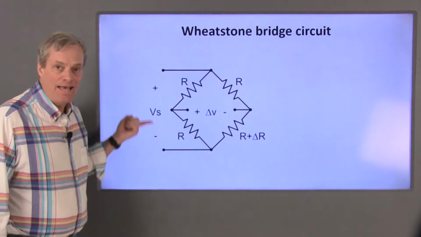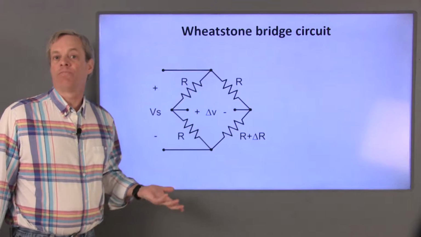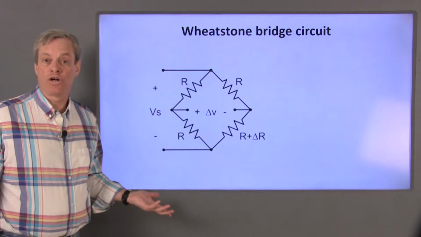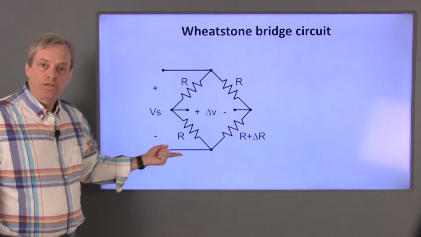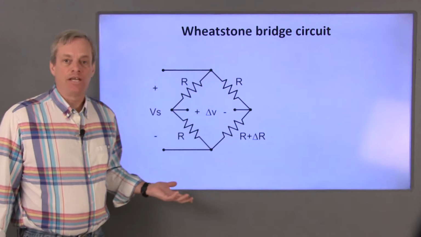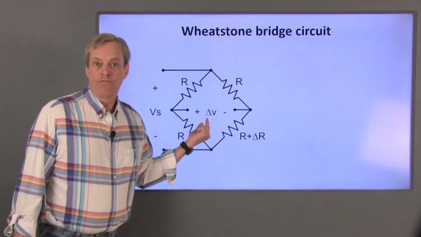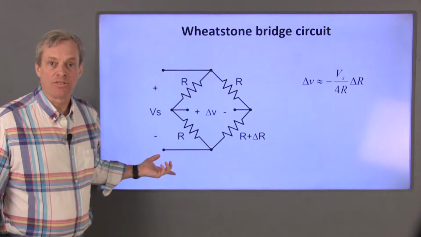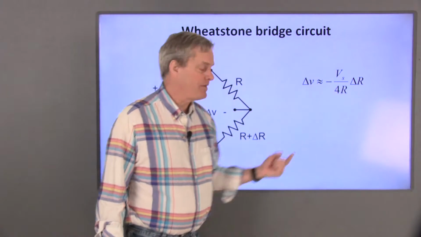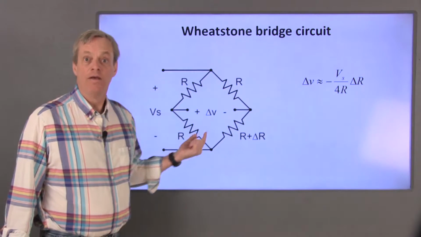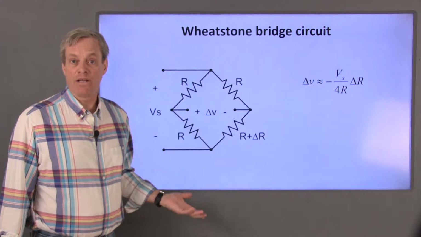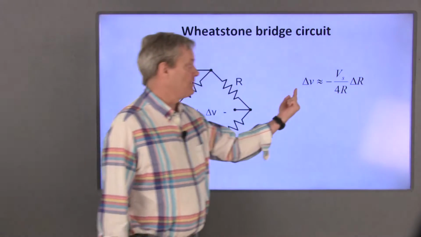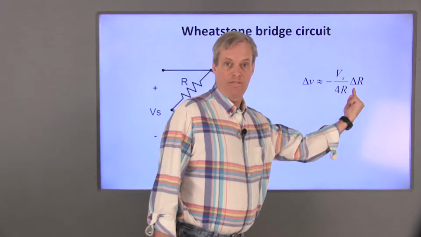The voltage Vs is an externally applied voltage that powers the circuit. It can be chosen arbitrarily. This circuit has a linear relationship between the change in resistance and the change in output voltage measured as shown here. Analysis of the circuit gives this relationship between delta R and delta V. The equation is the equation for a straight line that goes through the origin. It's delta V is equal to some number times delta R.